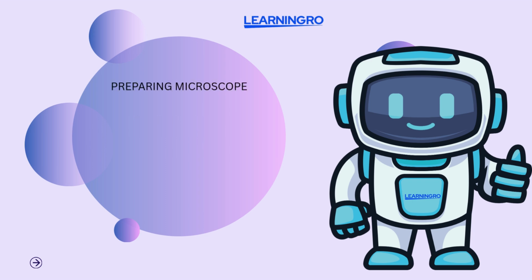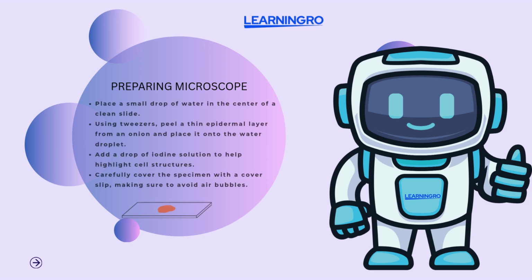4. Preparing a microscope slide. Before observing a specimen under a microscope, the slide must be prepared correctly. Place a small drop of water in the center of the slide. Peel a thin epidermal layer from an onion using tweezers. Position the layer onto the water droplet. Add a drop of iodine solution to enhance visibility. Carefully place a cover slip on top, avoiding air bubbles.